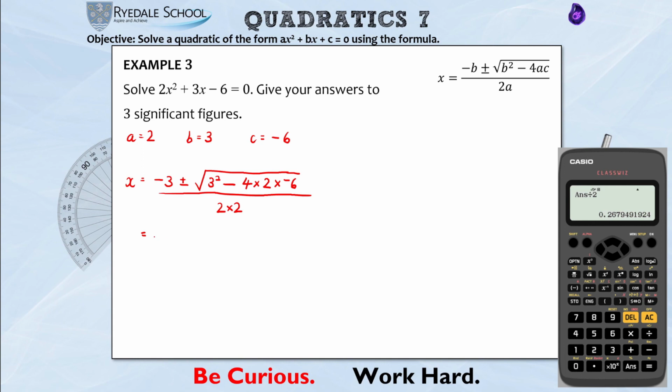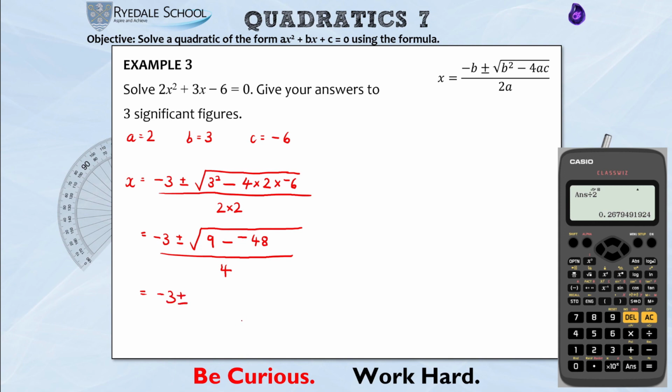So let's tidy this up. It's minus 3 plus or minus the square root of. So 3 squared is 9. I'm going to write the subtract sign down, and I'm going to work out what 4 times A times C is. Well, 4 times 2 is 8. And 8 times negative 6 is negative 48. So look, we have ended up with a situation where we are subtracting a negative number. And this is all divided by 4.